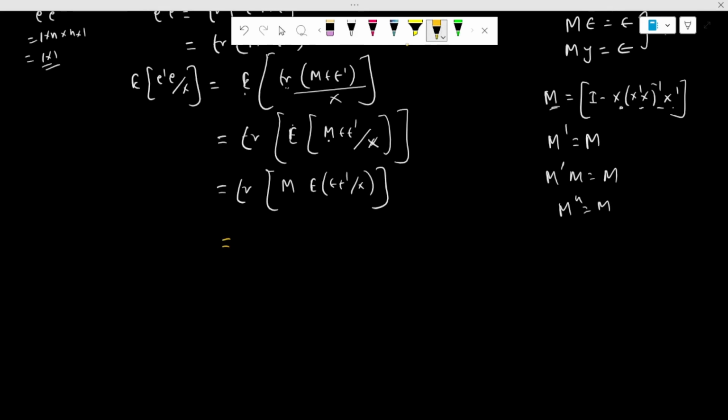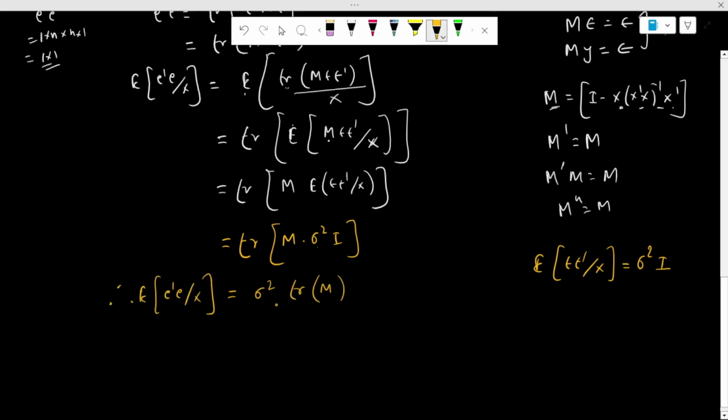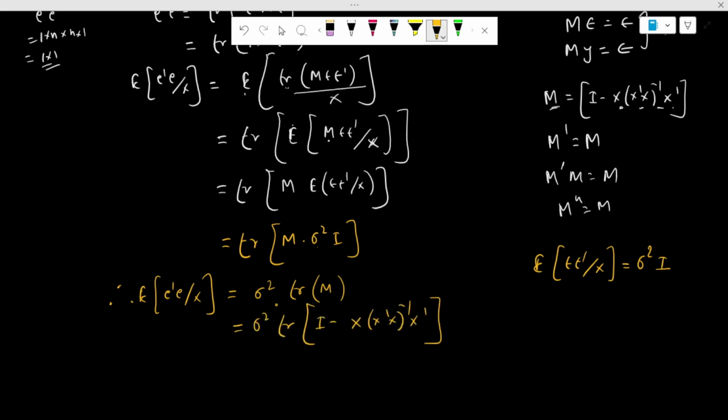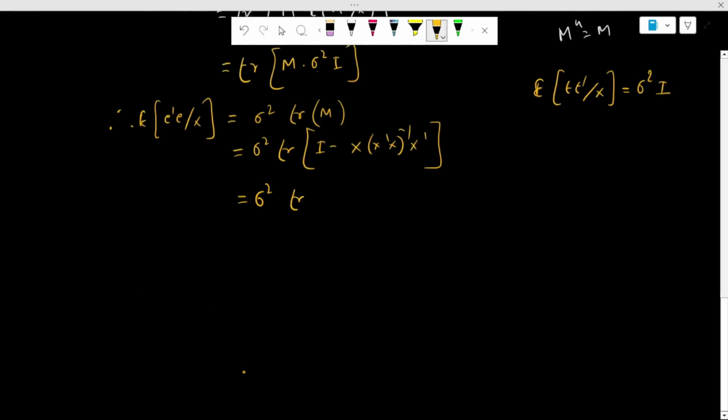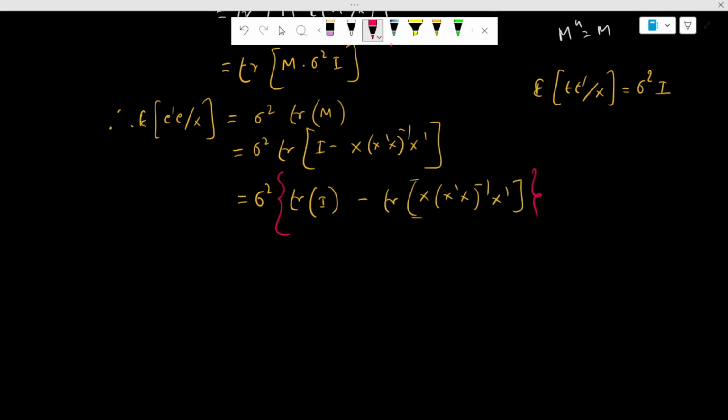It acts like a constant. So this is again equal to the trace of, so let us assume the condition of homoscedasticity. Let us substitute that value, sigma square I. Sigma square is constant. So we are left with sigma square and then the trace of M. And let us substitute the value of M. This is further equal to sigma square.